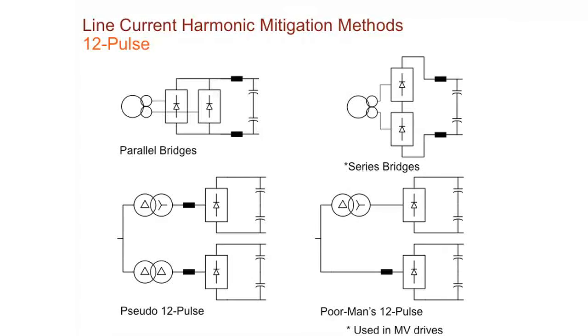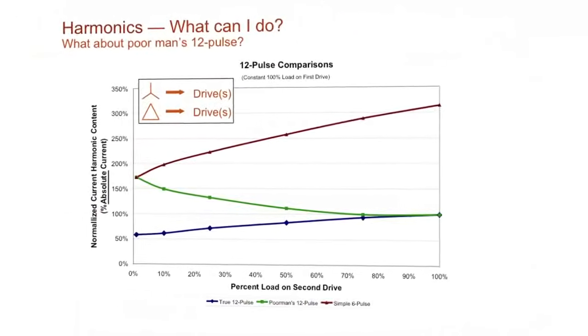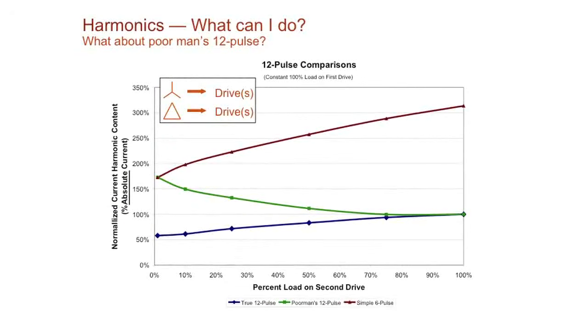And the way the poor man's 12 pulse works is basically we have a Y to delta transformer that causes a phase shift in our power system. With that, we just load up 2 VFDs, and you can see here's the typical current distortions as loading goes up.